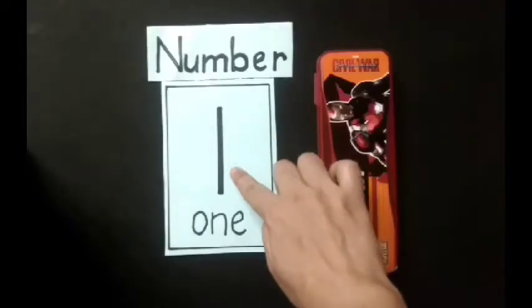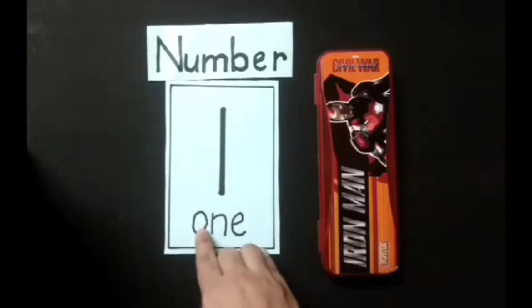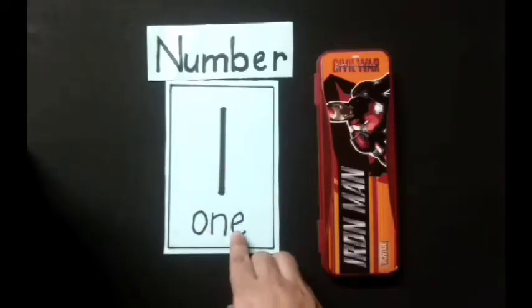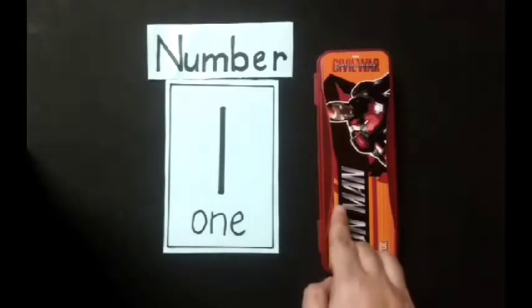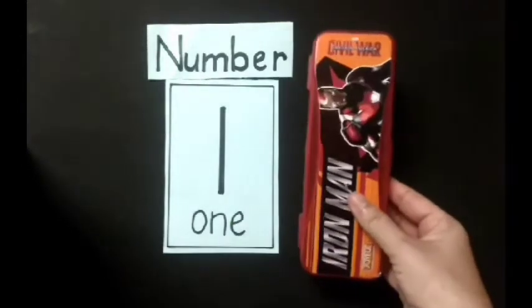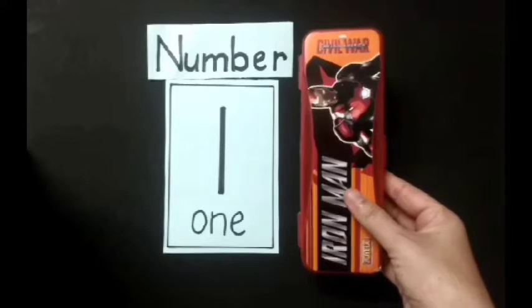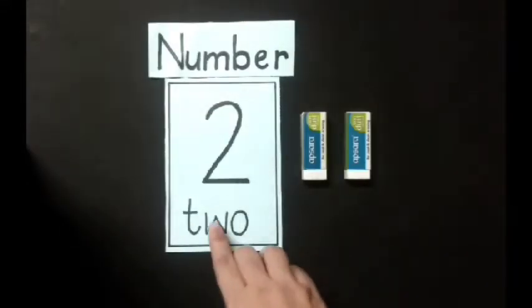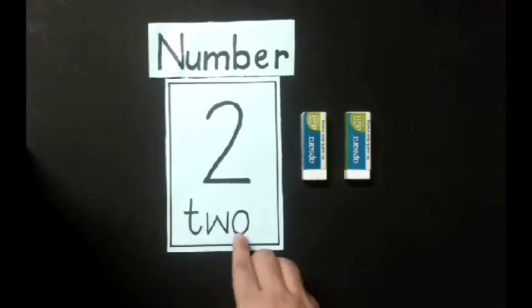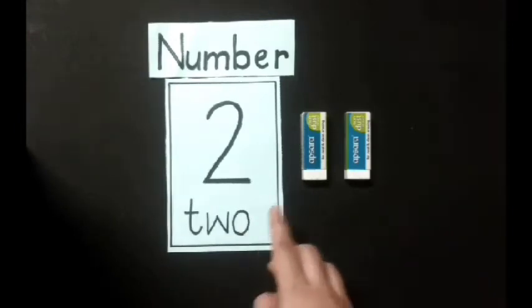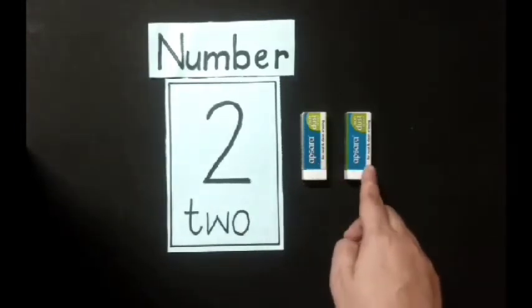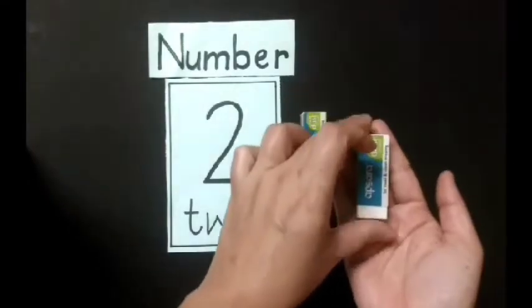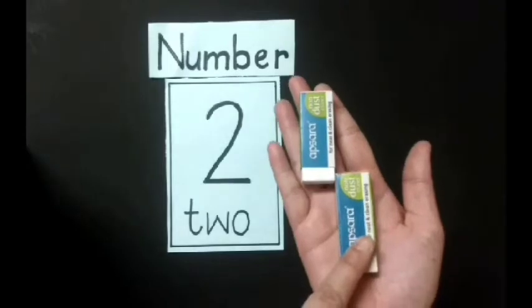This is number 1. O-N-E 1. 1 means one object, one compass box. This is number 2. T-W-O 2. 2 means two objects. 1, 2. 2 erasers.